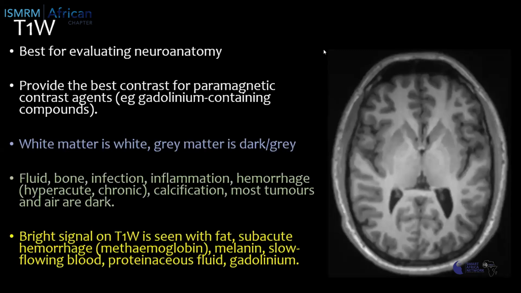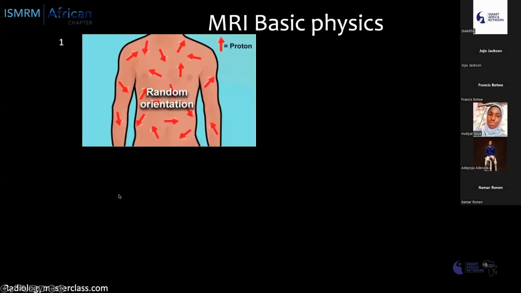So let's look at the T1 weighted images. For the T1 images that are acquired by the MRI, we need to know a little bit about the physics behind it so that we can interpret the kind of signals and images that are produced.